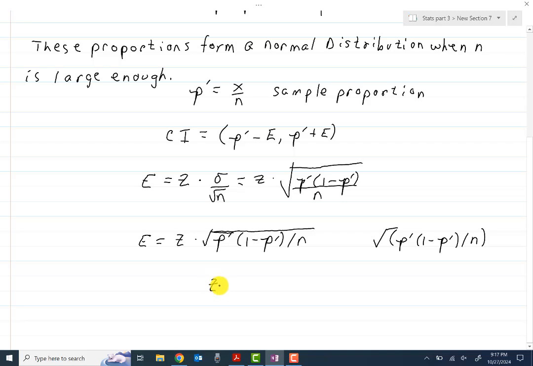For the purposes of using a table, the z-value will be p prime minus p divided by the square root of p prime times 1 minus p prime over n. And you can do that all on one line inside of that square root. This will be our z-value when we're using the tables. This here will be the z-value when we're computing things like the error and the size of the population needed to achieve the error that we're looking for.